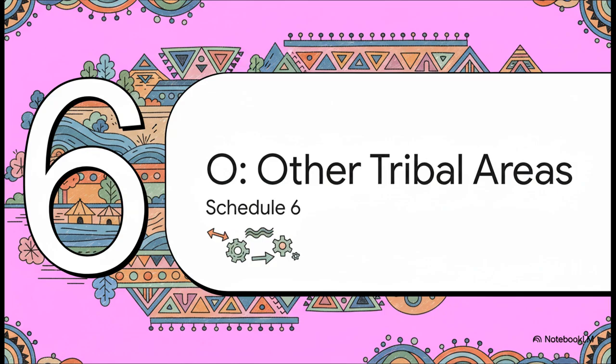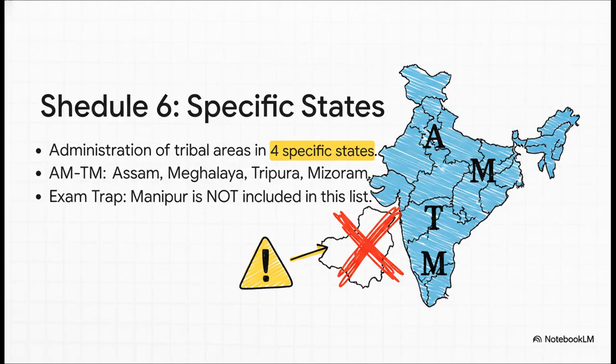Now we move to the O in OF. And this O stands for other tribal areas. So if Schedule 5 was general, Schedule 6 is super specific. It deals with the administration of tribal areas in just 4 northeastern states. You absolutely have to remember the mnemonic for this one, AMTM. That's Assam, Meghalaya, Tripura, and Mizoram.